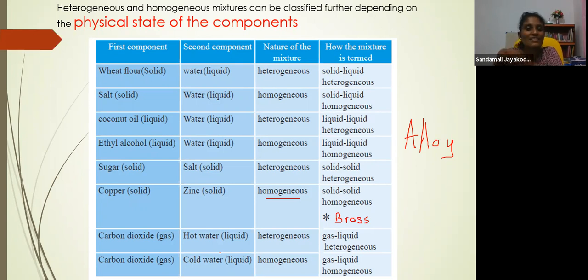Carbon dioxide is a gas, water is a liquid, and both are added together at very cold conditions at high pressure. Cold water can easily dissolve, easily mix with carbon dioxide, or whatever gas it can mix with. The example given here is carbon dioxide gas. So it's a gas-liquid homogeneous mixture.